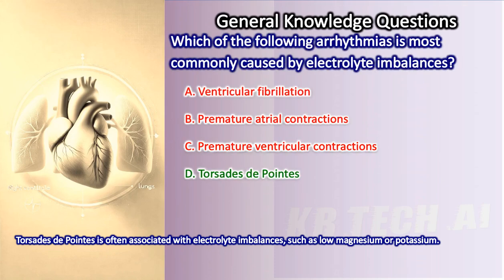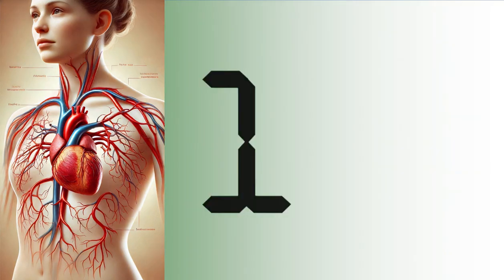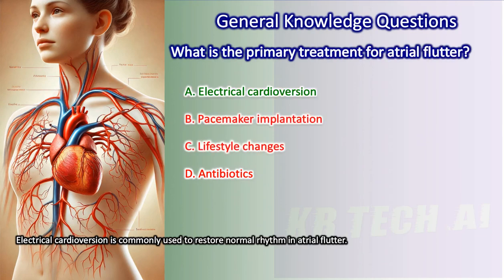Torsades de pointes. Which is the primary treatment for atrial flutter? Option 1. Electrical cardioversion. Option 2. Pacemaker implantation. Option 3. Lifestyle changes. Option 4. Antibiotics. The answer is option 1.